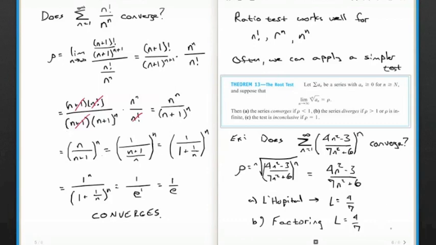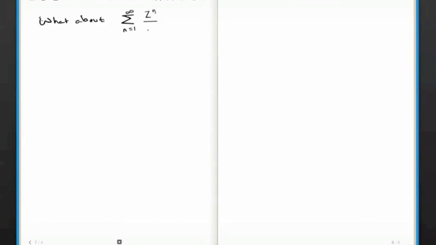In the last example, I know it's almost over, you guys are just getting warmed up. This one's a little less obvious. What about the sum, and let's throw some more exponents in here, n equals 1 to infinity of 2 to the n over n to the 10th?